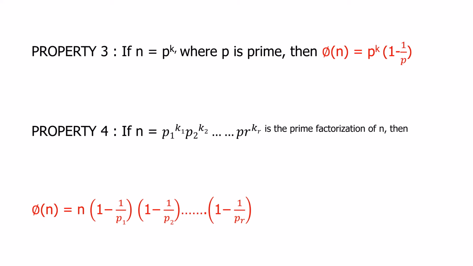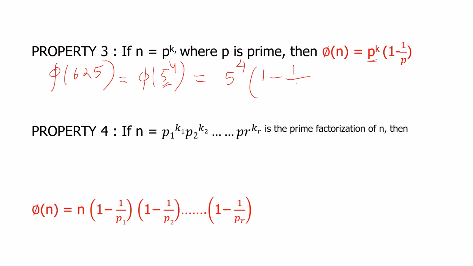If n equals p raised to k, where p is a prime number, then totient of n equals p raised to k into 1 minus 1 by p. So let's take an example, phi of 625. We can write this as phi of 5 raised to 4, that is 5 into 5 into 5 into 5. According to this property, it is p raised to k, 5 raised to 4, into 1 minus 1 by p. What is p here?